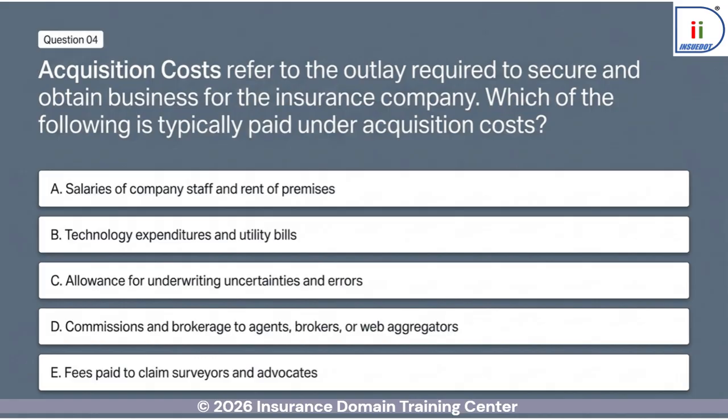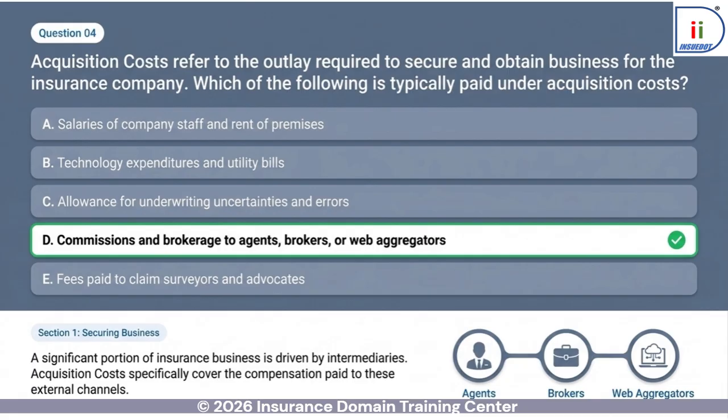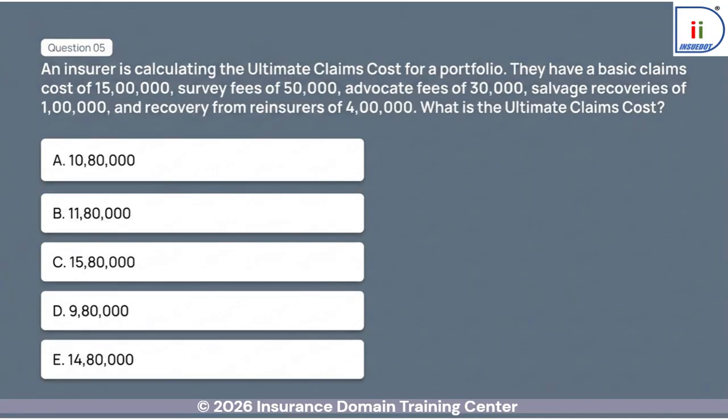Have you chosen the answer? Pause the video if you need some more time. The correct answer is option D. Commissions and brokerage to agents, brokers, or web aggregators. Greater share of business arrives through intermediaries like agents, brokers, and web aggregators, and the payments to these parties are called acquisition costs.